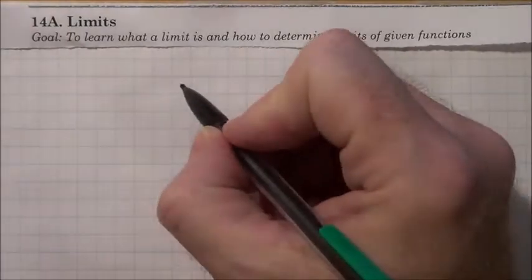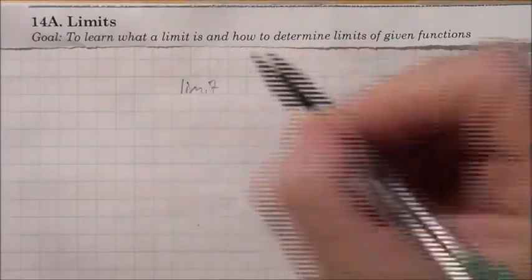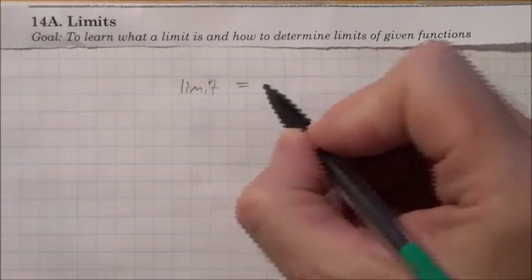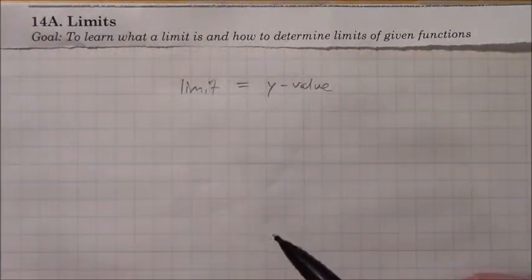The first thing to mention is that a limit itself, the value you get for a limit, is nothing more than a y value. Okay, so we'll discuss that in a second.